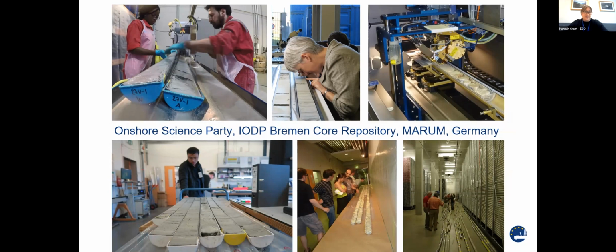The MARUM has excellent labs and facilities to analyse the cores, and the whole science party must attend the onshore science party. So that's the 8 to 12 people who sailed offshore, plus the other 18 to 22 members of the science party. Participants will be accommodated in a local hotel close to amenities and restaurants with free tram travel provided between the hotel and the core repository.